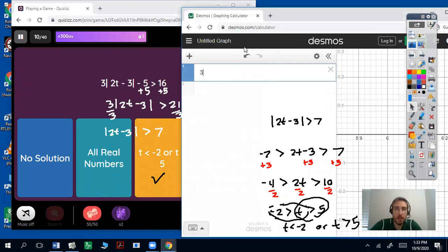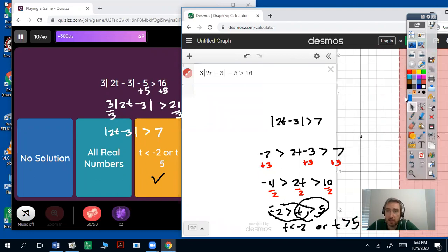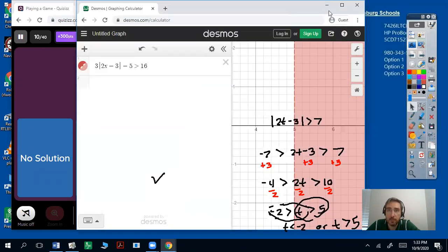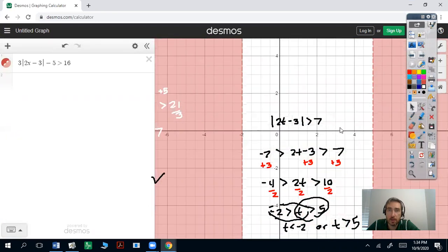So we say 3 absolute value of x minus 3. Always got to use x in Desmos. Minus 5. And we can say greater than 16. And you can see how it's shaded. Let me make that a little bit bigger. All right, take a look.